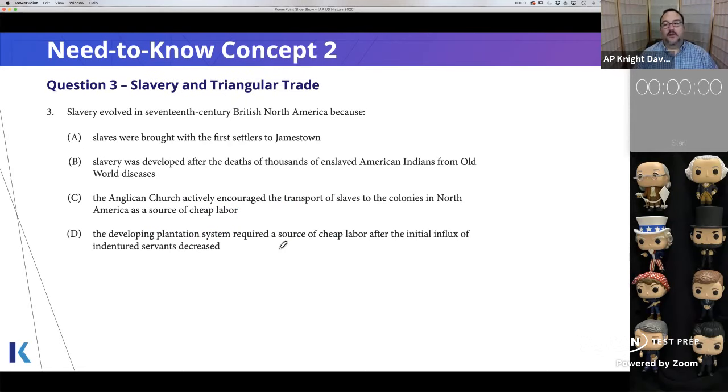Okay, so we've got another question here, number 3. Why did slavery come into existence and then grow in British North America? Especially if you take into account that Britain had outlawed it. So think about what it could be, and we're going to give you a minute to work on that one. And tell us in the chat what you think it is. What is the reason for it? Which letter?